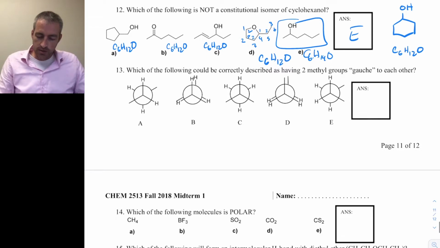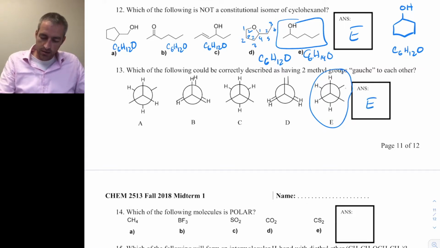Which of the following could be correctly described as having two methyl groups gauche to each other? That jumps right off the page, is E. The relationship between these two is 60 degrees. These are gauche.